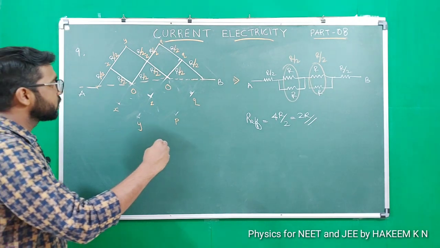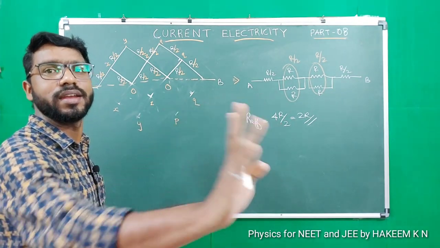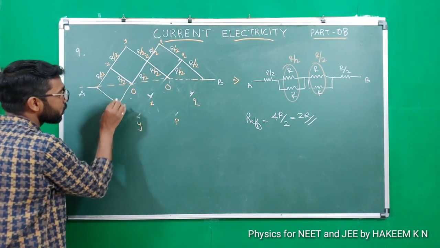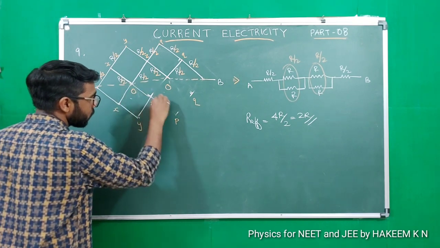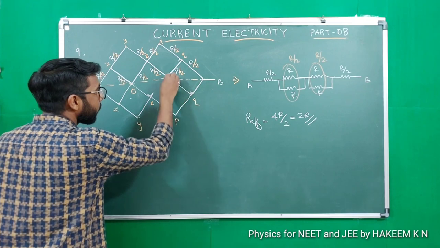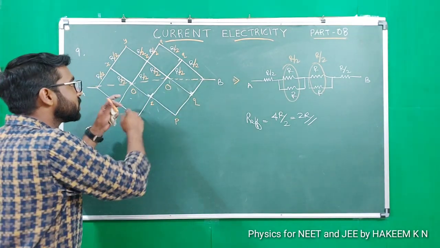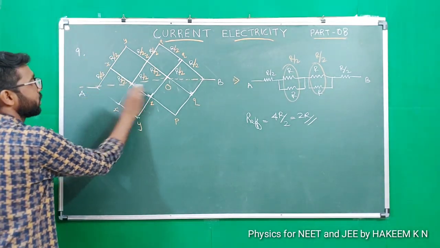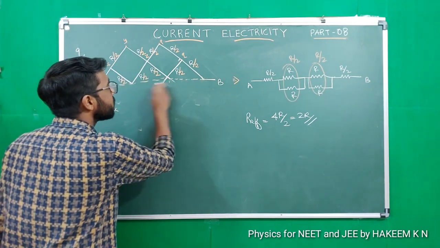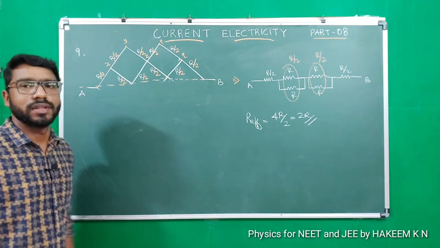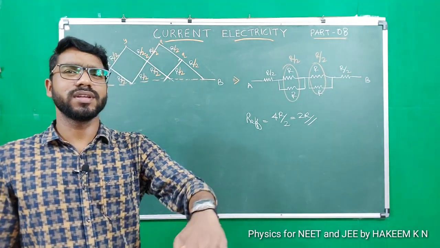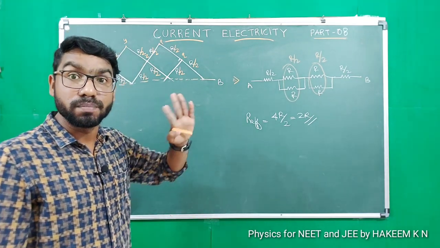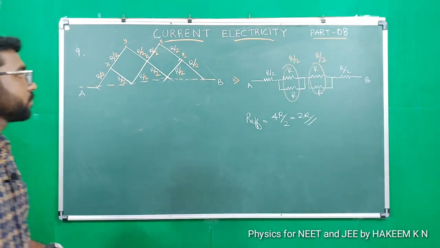Okay, when you have understood the idea, what was the actual network? This was the actual network, right? We reduced this to half, and so effective R by 2, like that. So we got the final network like this. That's why I told you applying folding symmetry is better than applying mirror symmetry if both are possible in a question.